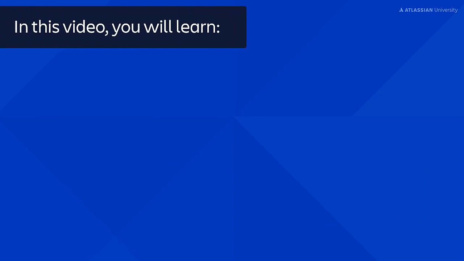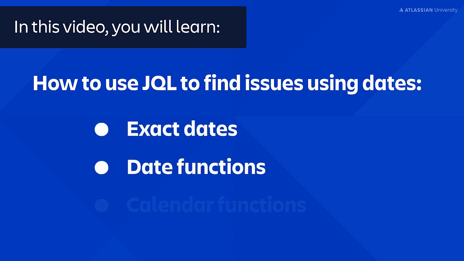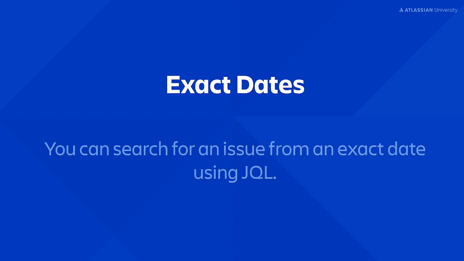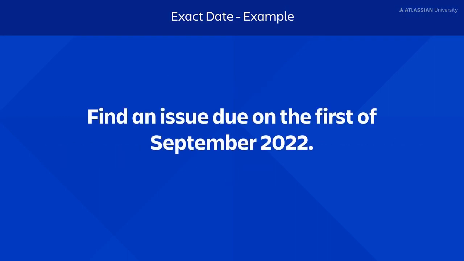In this video, you will learn how to use JQL to find issues using dates. We'll cover searching for exact dates, date functions, and calendar functions. Let's start with searching for exact dates. You can search for an issue from an exact date using JQL. For example, say you wanted to find an issue due on the 1st of September 2022.